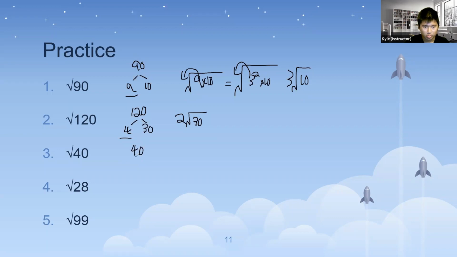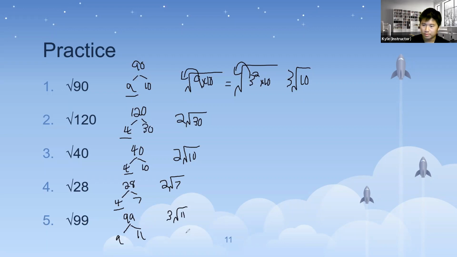And then let's do question 3, 40. We have 4 here, 10 here, and this 4 is a perfect square. Move the 4 out, it becomes a 2, and then we have the square root of 10. So the answer for question 3 is 2 times square root of 10. Question 4, again, pretty simple. We have 4 and 7, and 4 is a perfect square once again. So 2 times square root of 7. And then 99: 9 is the perfect square, 11 here, and then we have 3 times square root of 11.